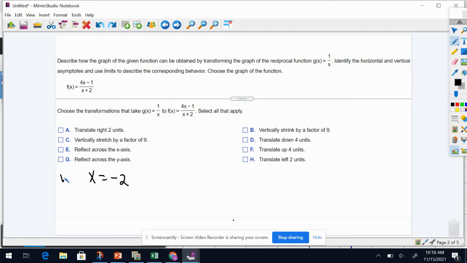I'm just going to put VA. And what's my horizontal asymptote? y equals, look at this, 4. Same degree, degree 1, they're the same, so I divide, y equals 4. Okay, so again, what would that look like? Here's the horizontal asymptote.